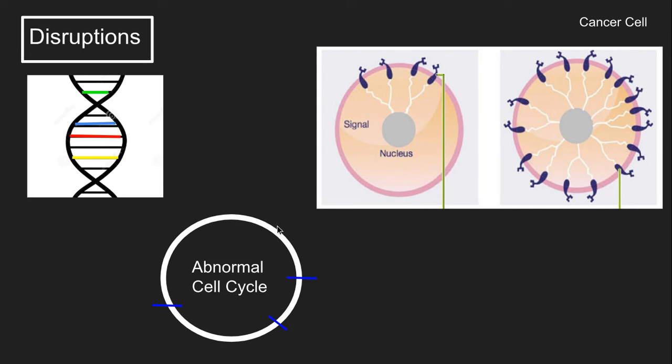So instead of stopping at the 3 normal checkpoints, they can stop anywhere along the cell cycle. Basically, this means that cancer cells have abnormal cell cycle control system due to mutations in the cell cycle genes. So that is the cell cycle control system, and I hope that is helpful.